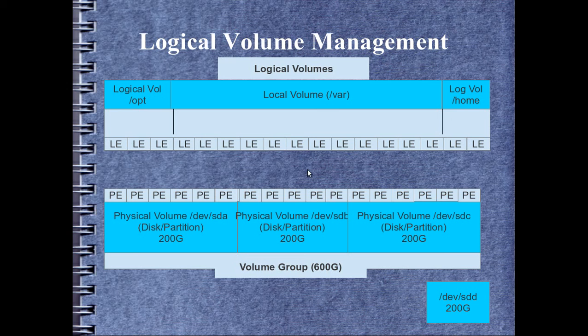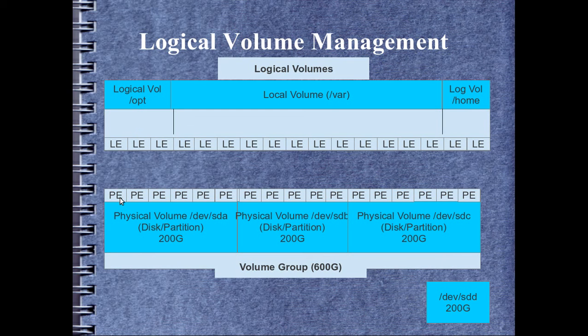Now you can create a partition using this 600 gigs. You can create a partition that could be up to 600 gigs in size. Okay, so after this volume group is created, you cut slices out of it and create multiple partitions, as can be seen over here.